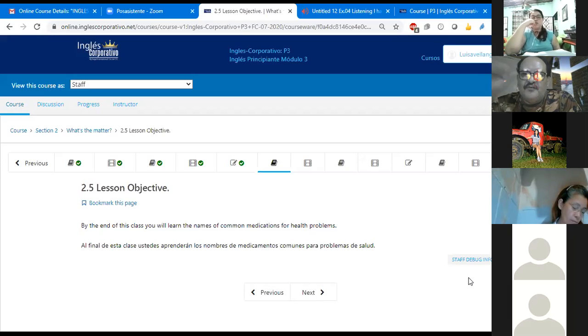But the word for dolor de cabeza is headache. You can say, for example, my heart hurts. Mi corazón duele. But if you want to say "tengo un dolor de corazón," you say heartache. In this case there is not a specific rule. Sore throat is for the garganta, but you can also say my throat hurts. So in general you can use hurts, but if you want to be more specific, you have to remember the word that goes with each one. Sore throat, backache. For the back, backache.